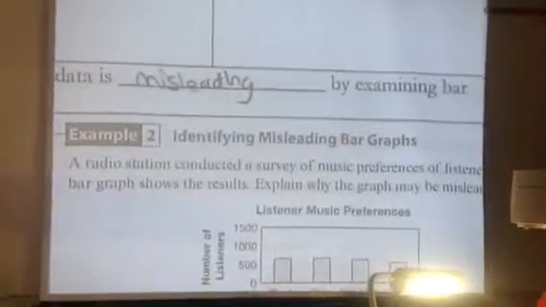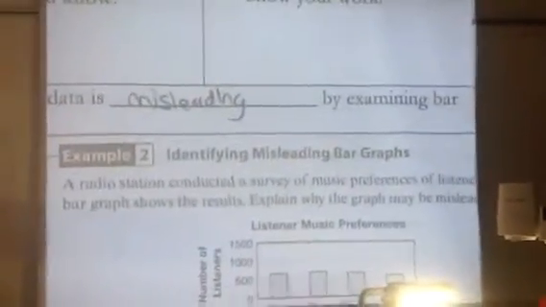All right, we are on lesson 27. Our objective says I will be able to identify when a set of data is misleading by examining bar graphs, circle graphs, and line graphs. So when we look at charts, sometimes it's easy to make a set of data look misleading if you're trying to make the data say something that it does not actually say.